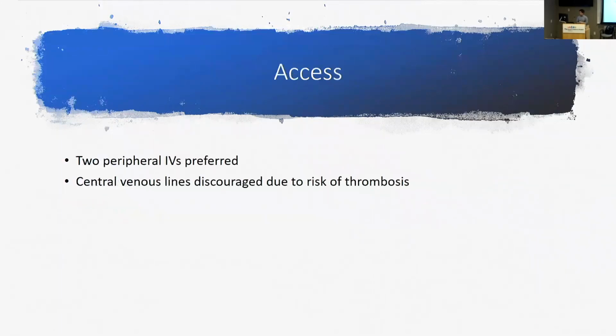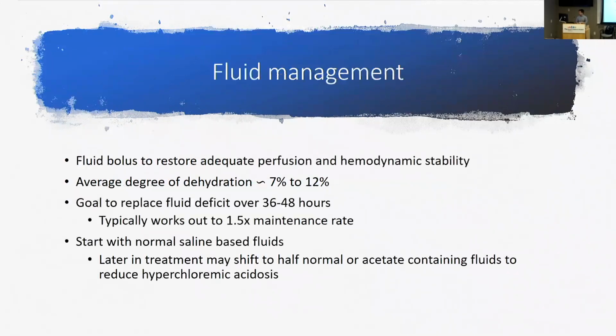Next up, access. So in general, we prefer 2 peripheral IVs. One, so that we can provide adequate fluid resuscitation and administration. We have another line for drawing labs, separate from fluid and insulin dextrose administration. And then central venous lines are discouraged due to an increased risk of thrombosis in the setting of DKA.